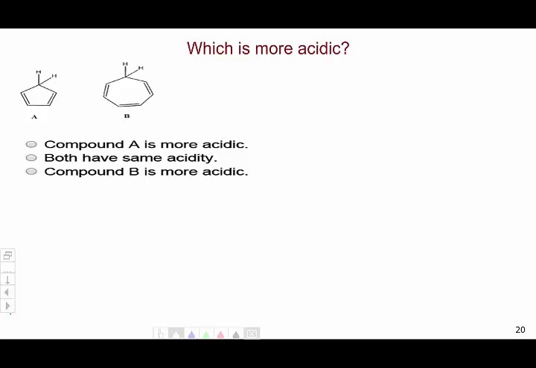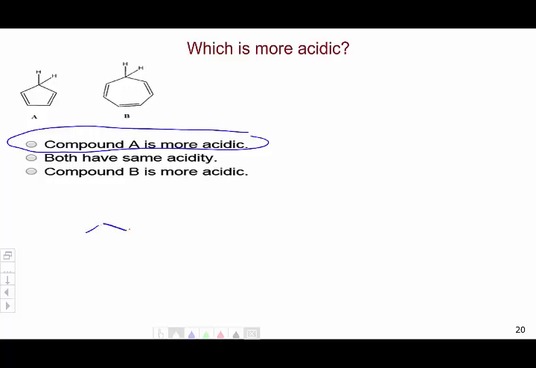So in here, the right answer is A. Compound A is more acidic. Whenever you're asked about acidity, whether in the context of this chapter or in any other chapter later on, you're drawing the conjugate base. The conjugate base is a carbanion in this case, not a carbocation. You're going to get exactly the opposite answer if you do a carbocation.